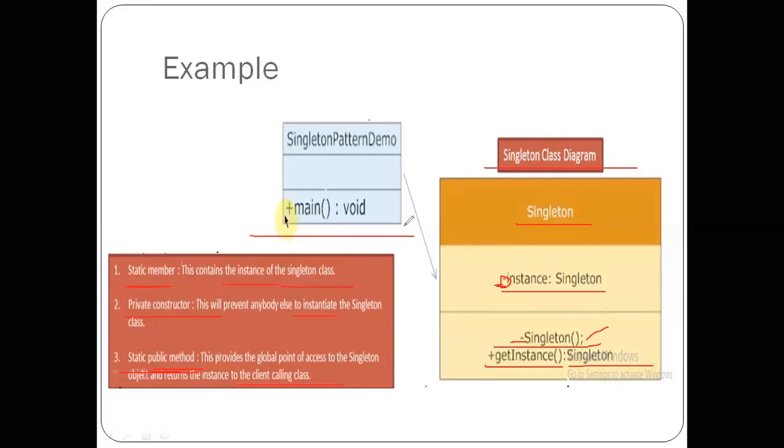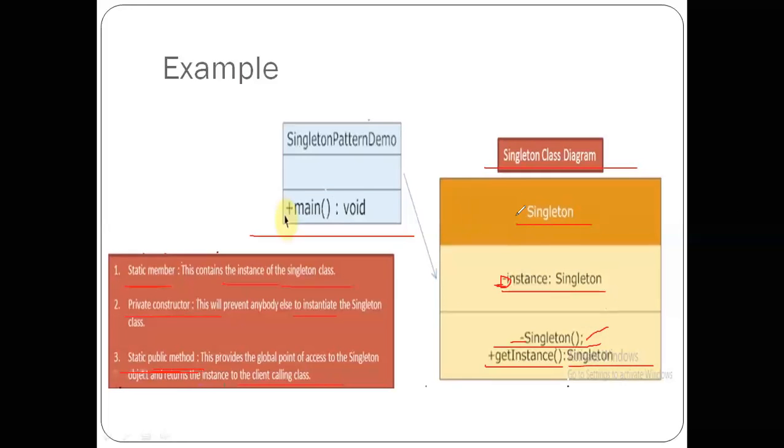This is the client part. Whenever the client calls, automatically the getInstance method is executed. The first time it is created; from the second time onwards, whatever is stored in the JVM is returned to the client, the same outcome. This is one example for the singleton design pattern here.